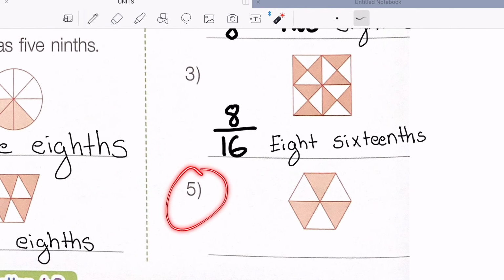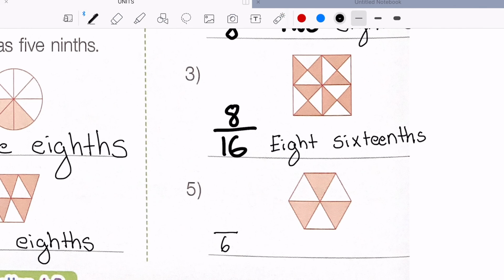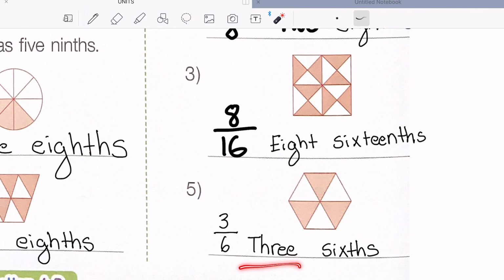All right. Here we can see the shape. How many triangles are here in total? 1, 2, 3, 4, 5, 6. So let's write the denominator as 6. Now, let's count how many triangles are colored. 1, 2, 3. We're going to write 3 as the numerator. So we're going to write 3, T-H-R-E-E. And then we see 6 as the denominator, so we're going to write S-I-X-T-H-S. So we're going to read this as 3/6.